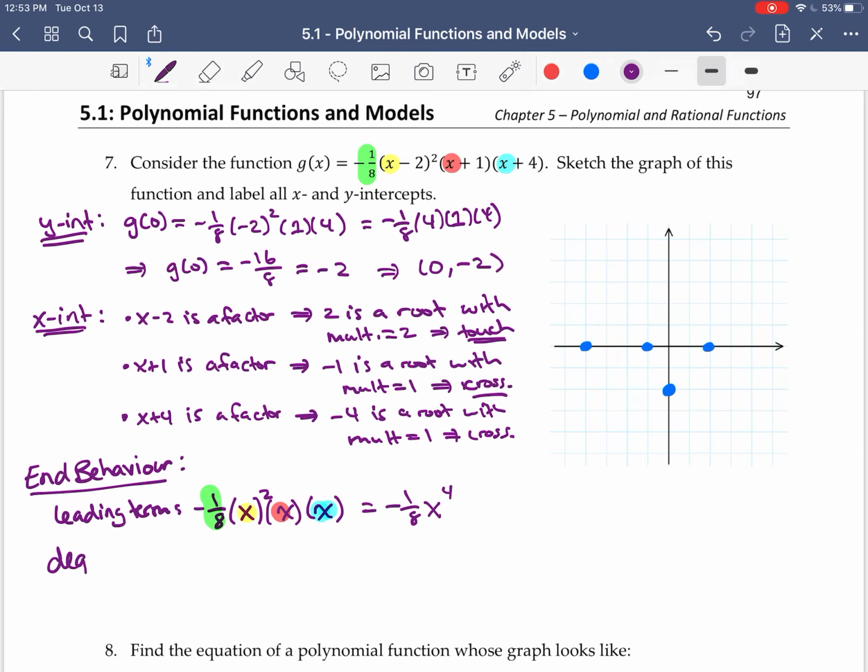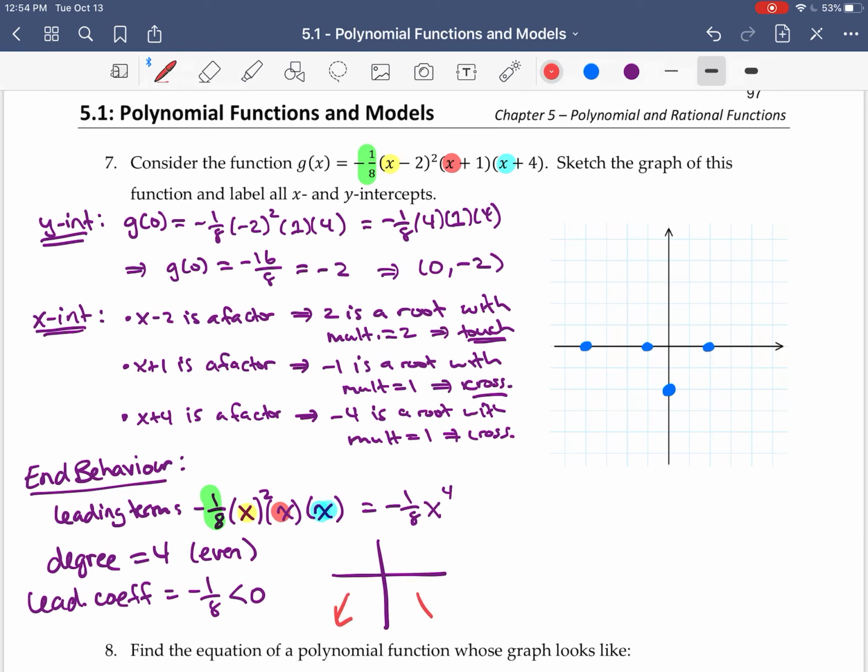So here, the degree is going to be 4, which is even. Okay, and the leading coefficient is negative 1 over 8, so less than 0. Okay, so that means that my end behavior is going to look like that. Okay, so I know that it leaves like that. Okay, and that's enough to do a rough sketch.